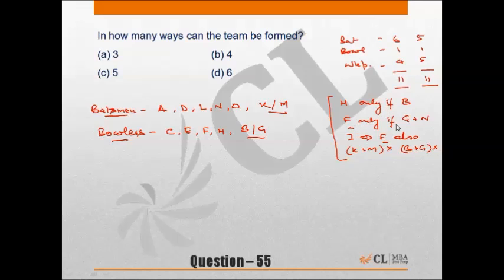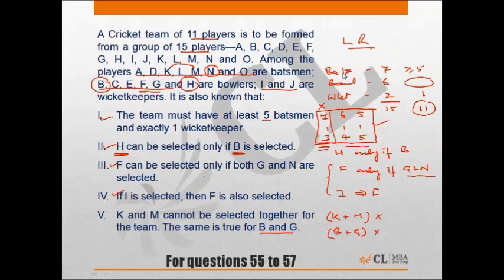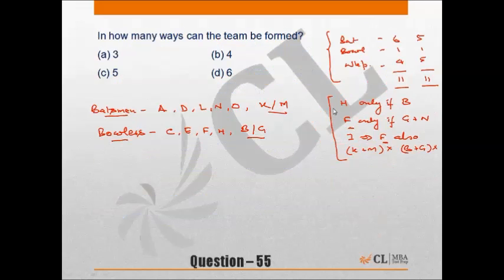Similarly, if F is a part of the team, then G definitely has to be there. Similarly, I implies F also. That means if I is a part of the team, then F is definitely a part of the team. Finally, we had tabulated three possible cases. Let me just go back here. Yes, these are the three possible cases of the number of batsmen, bowlers and wicketkeeper out here, out of which we had eliminated the first case as not possible, and the two remaining cases is what I have written down here.